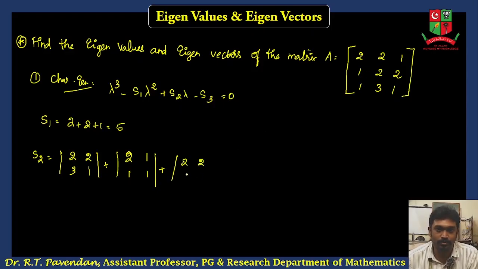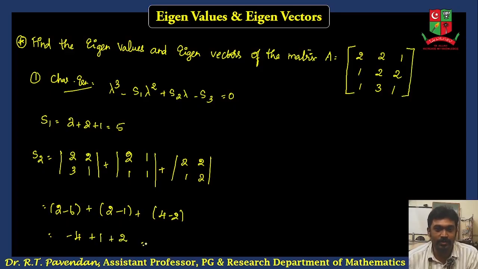So the value is actually obtained by cross multiplication. So 2 minus 6, plus 2 minus 1, plus 4 minus 2. So this is equal to minus 4 plus 1 plus 2. So the value is actually minus 4 plus 3, that is equal to minus 1. So the S1 value is 5 and S2 value is minus 1.